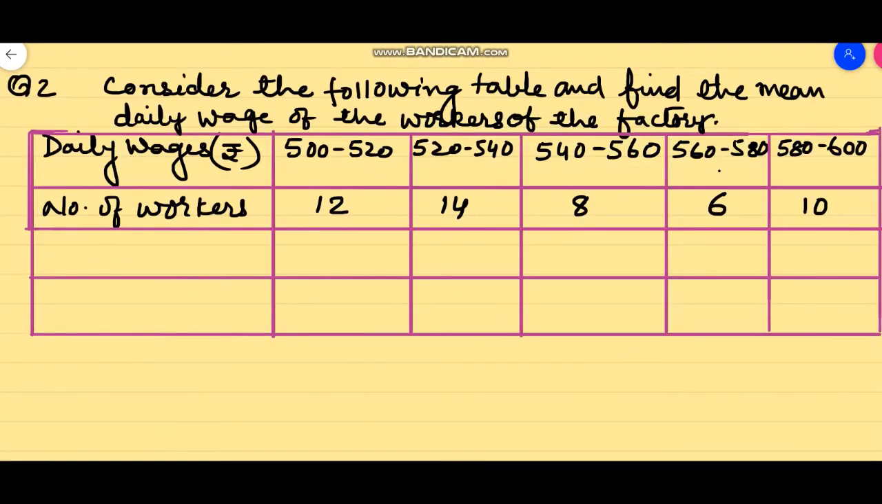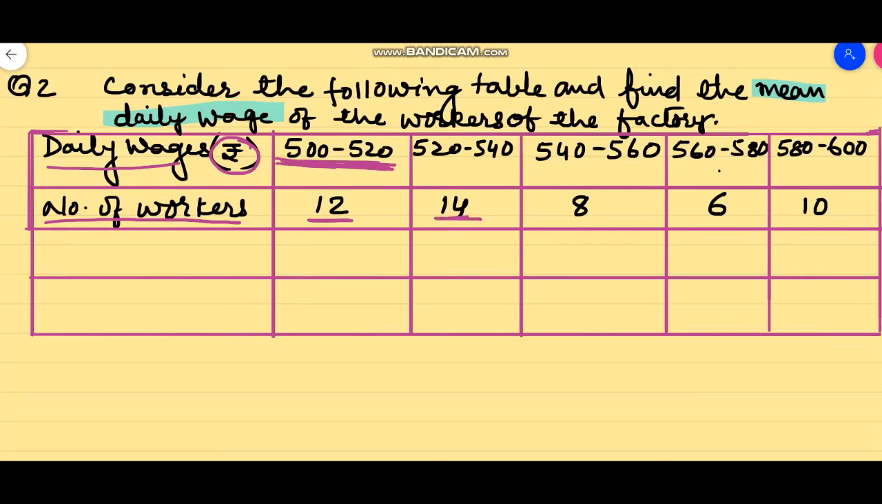Come on children, now let us see one more question. Consider the following table and find the mean daily wage of the workers of the factory. Use appropriate method. Now children, see here, if you nicely observe what is given, first you try to understand what is given. Daily wage is given in rupees, and here the number of workers is given. So 12 workers of that factory are getting salary between 500 and 520.